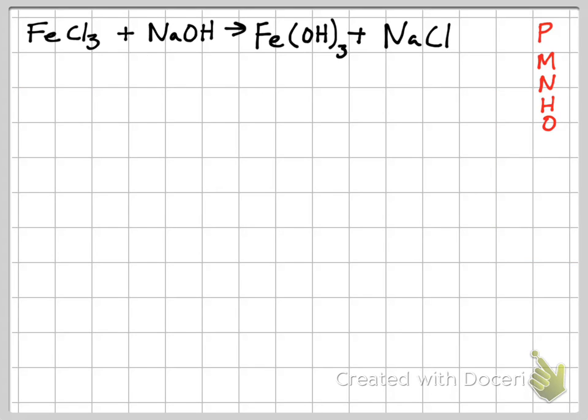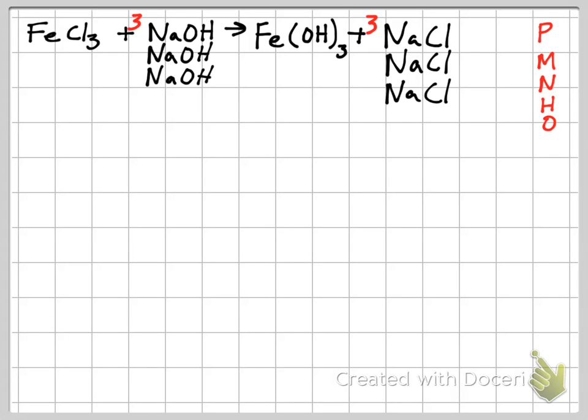We have iron chloride plus sodium hydroxide, and it says that we're going to yield iron hydroxide and sodium chloride. Reminding us here on the side, we have our PMNHO, penguins may not have oxygen. So, let's go through the process again. We have to start with our polyatomics. I have 1 hydroxide, OH on one side, and I have 3 OHs as denoted by our subscript 3 here on the side. So I have to match it up.